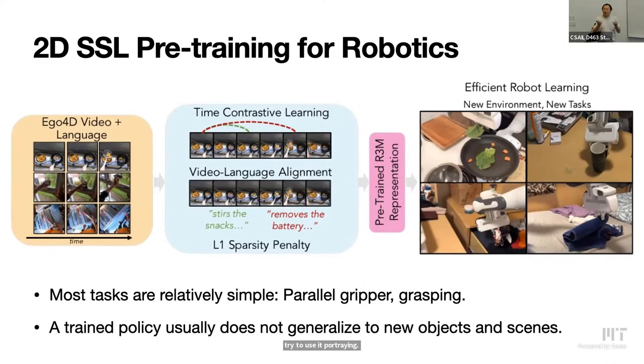But what we have seen so far is that a lot of applications are still focusing on relatively simple parallel gripper grasping, pick and place tasks. And in a lot of cases, they are not really generalizing across different scenes or objects. And fundamentally, for myself, it's also a mystery why this large-scale pre-training on vision helps these physical interaction tasks, and how much it is actually helping.